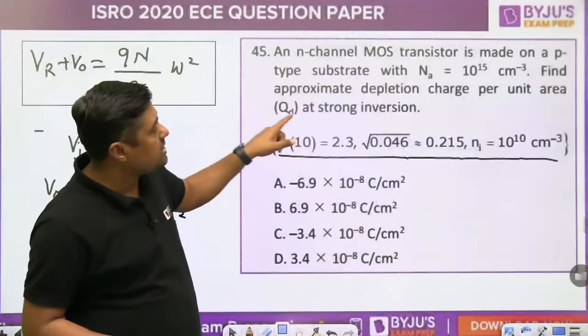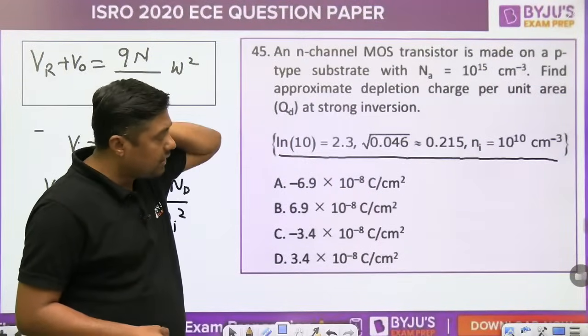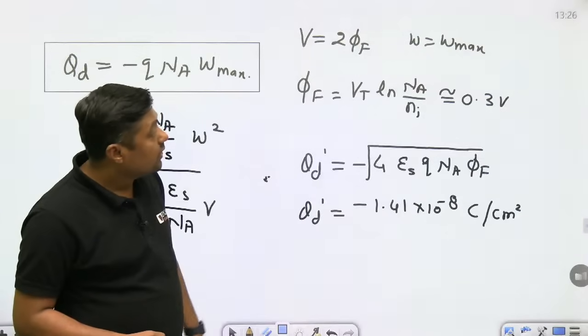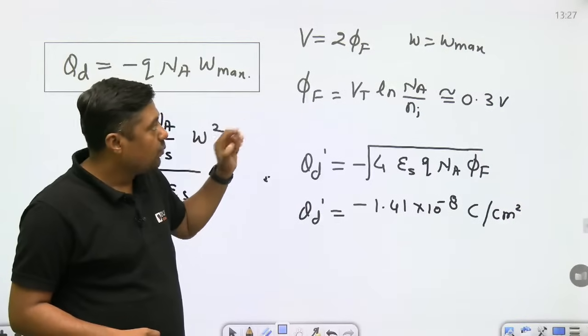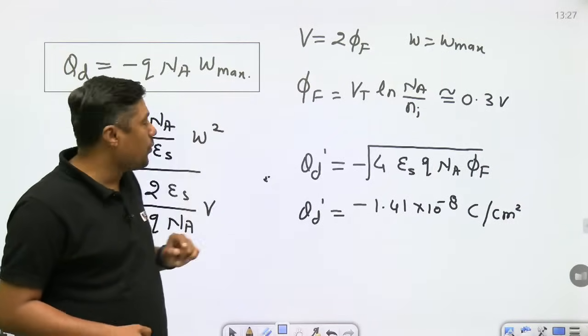What is the Vt temperature? It is given, right? If the temperature is not given, then at 300 degrees Kelvin, you can put the value of the Vt. That is nothing but 0.026. Find the value of phi f: 0.3. Then find the value of 2 phi f. That is what it will become, 0.6.